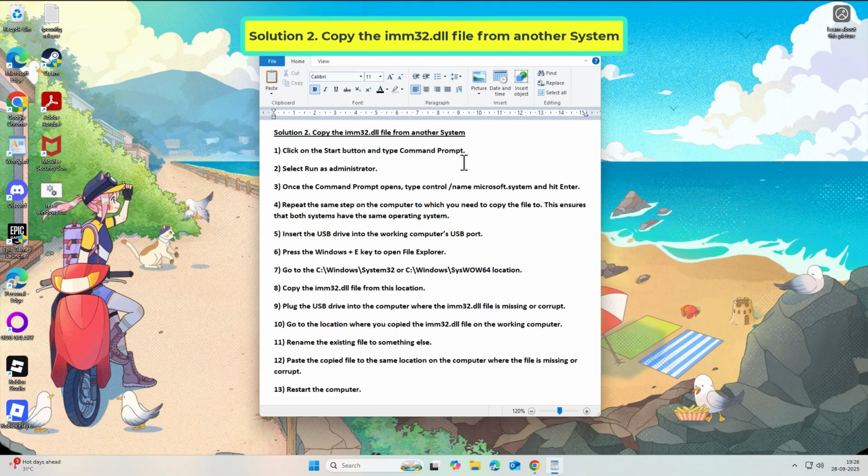Solution 2. Copy the imm32.dll file from another system.